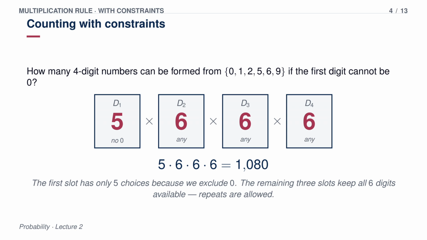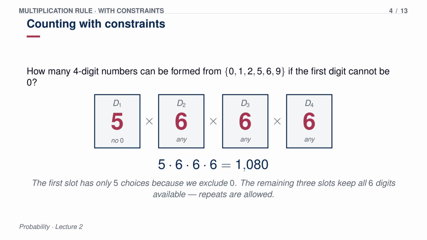And then for the subsequent slots? Well, the constraint only applied to the first digit. So for the second slot, 0 is back on the menu. We have all 6 digits available again. And since repeats are allowed, the third slot has 6 choices, and the fourth slot has 6 choices. Meaning our final calculation is 5 times 6 times 6 times 6. Which gives us 1,080 possible numbers.